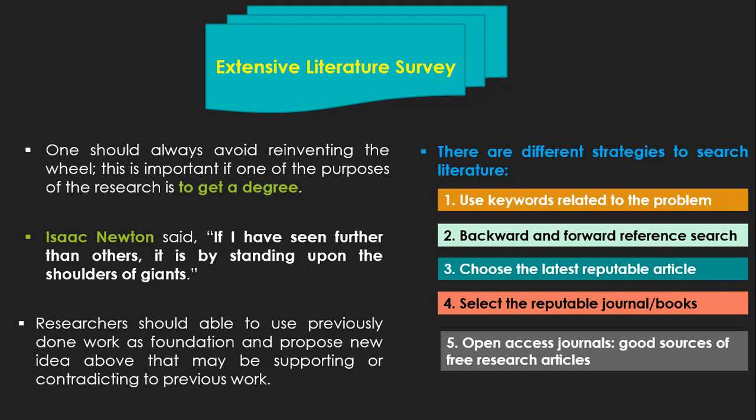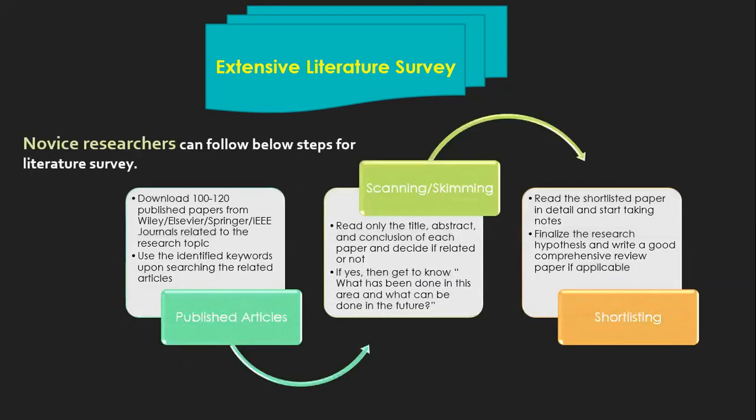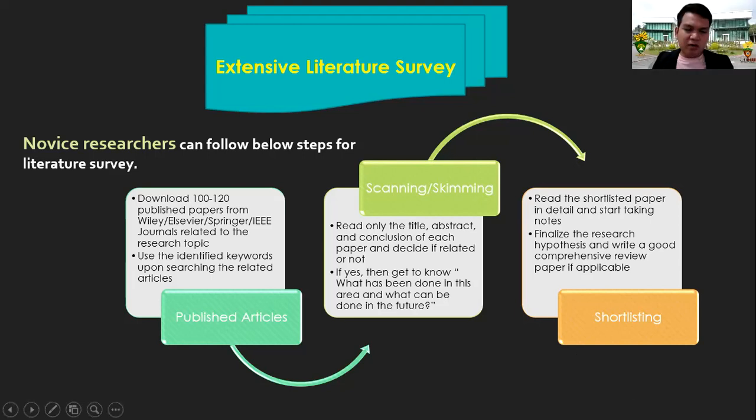Okay? Because these articles have undergone or followed the strict publication process. Okay? Novice researchers like you can follow the steps below for literature survey. First, you have to collect or download at least 100 research papers which are related to your study, of course. After downloading those 100, where can you download 100 to 200 articles? There are a lot of search engines that will give you open access journals.